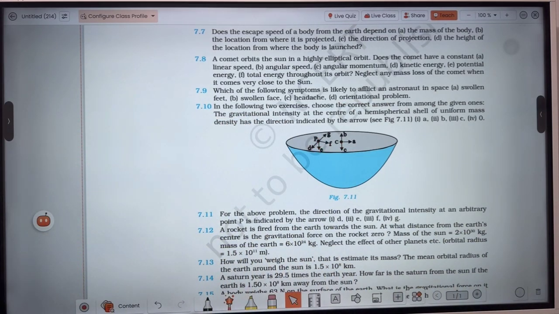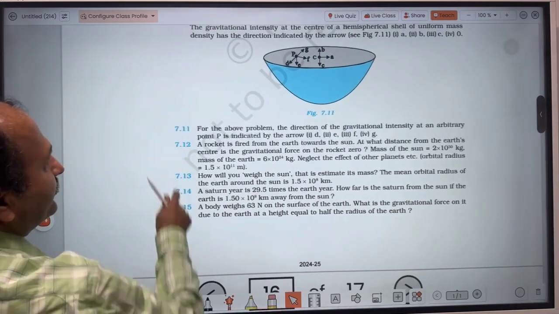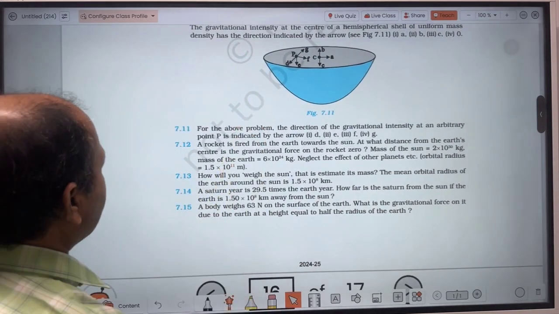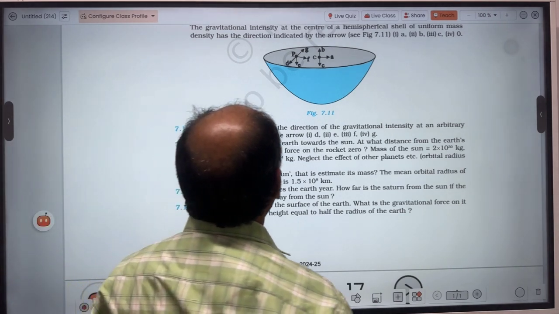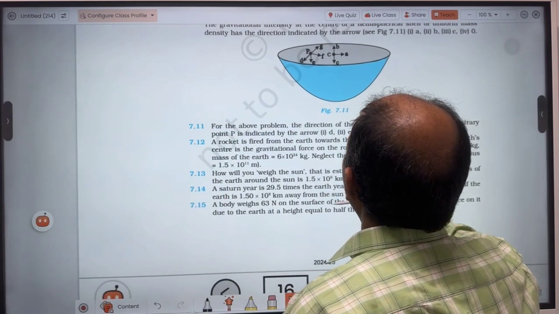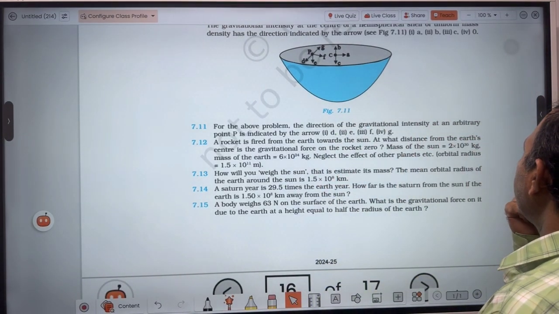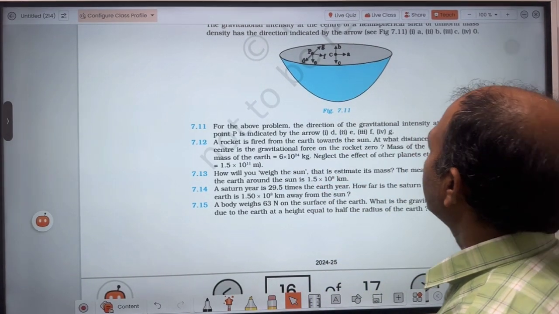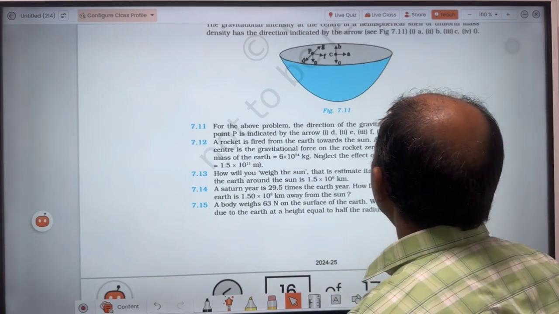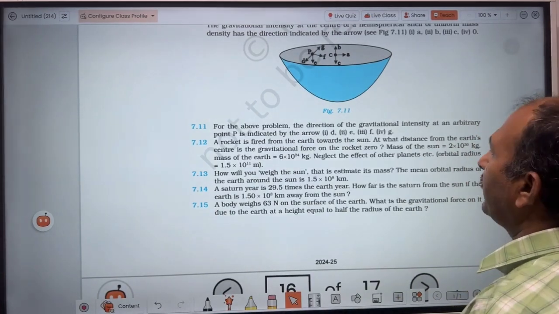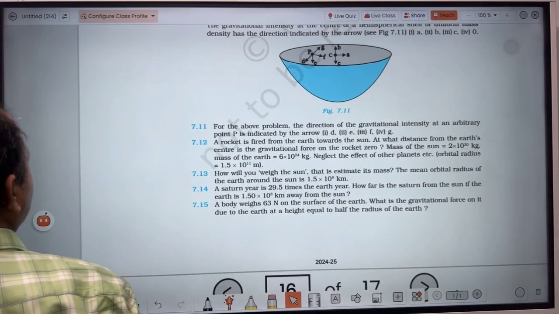Now, let's see question number 11. We have already discussed it. Question number 12. A rocket is fired from the earth towards the sun. At what distance from the earth's center is the gravitational force on the rocket 0? Mass of the sun is given, mass of the earth is given, and orbital radius is given. So this question is simple.